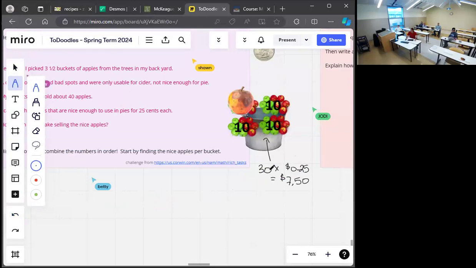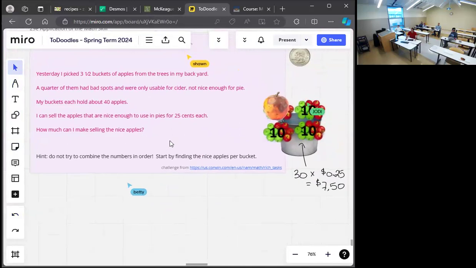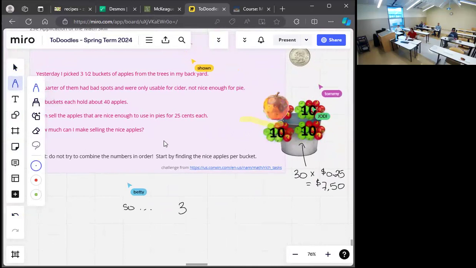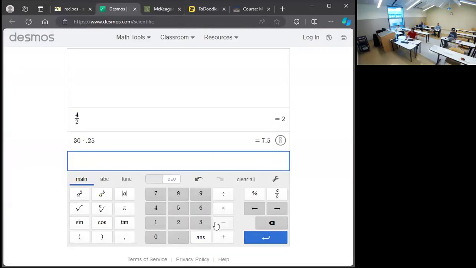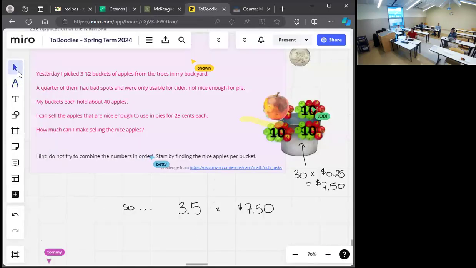Okay. So each bucket is 750. We have how many buckets? 3.5. So my answer is 3.5, so 3.5 times 750. That looks like something the calculator should do for me. Yeah. So 3.5 times 7.50, 26.25. Nice deal. Good job, David.